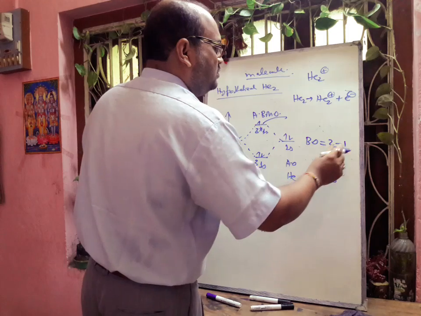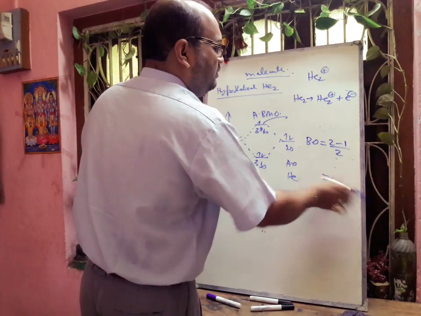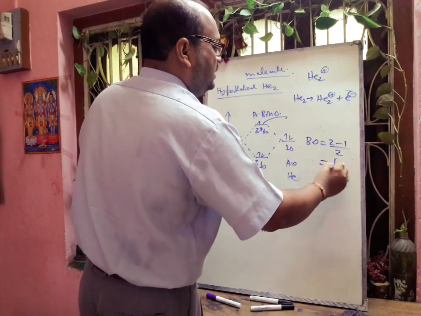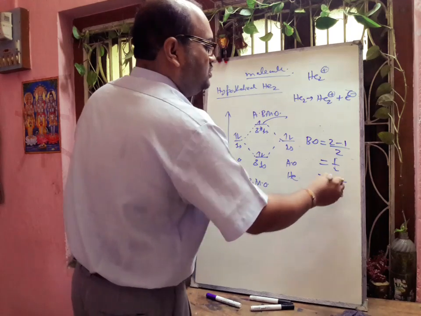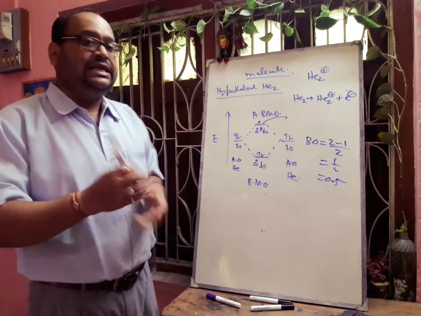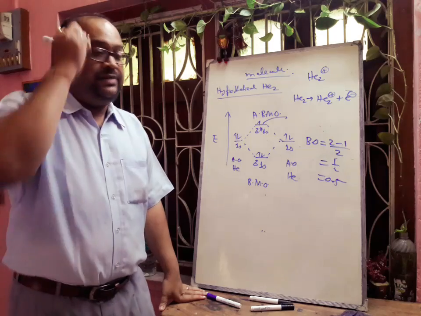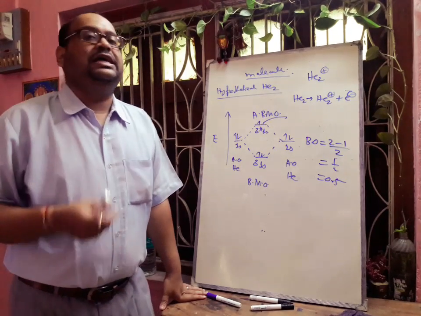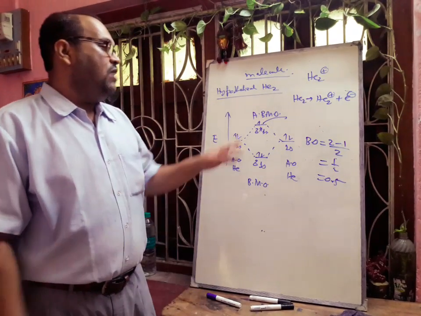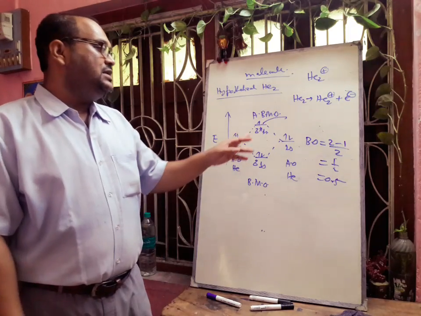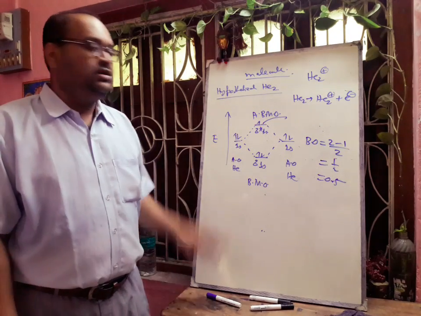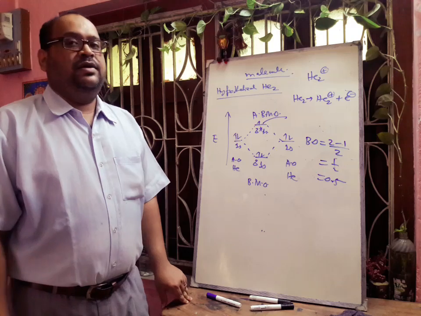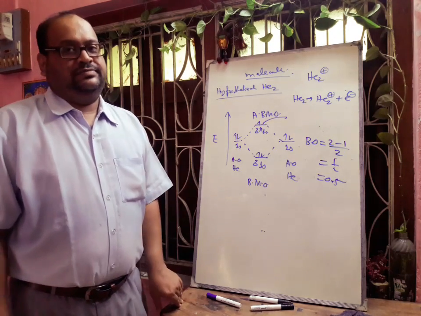So this anti-bonding molecular orbital loses one electron, and definitely the bond order will change. That will be 2 minus 1 divided by 2, and here we get half, that means 0.5. Since the bond order is greater than 0, definitely He2 plus will exist. And what will be the magnetic nature? Because of the presence of an unpaired electron, it will show paramagnetic character.